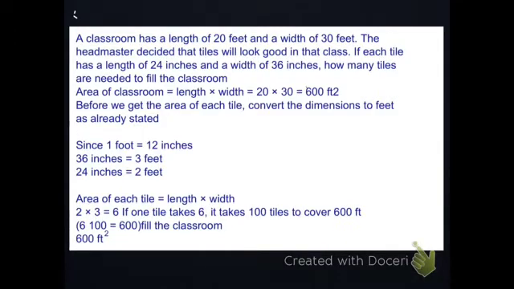Before we get the area of each tile, convert the dimensions to feet. Since 1 foot equals 12 inches, 36 inches equals 3 feet, 24 inches equals 2 feet. Area of each tile equals length times width, 2 times 3 equals 6. If one tile takes 6, it takes 100 tiles to cover 600 feet squared. 6 times 100 equals 600.